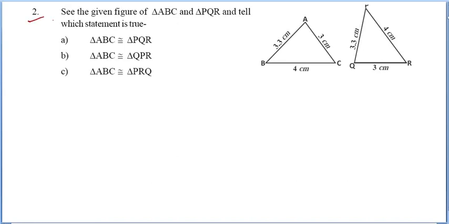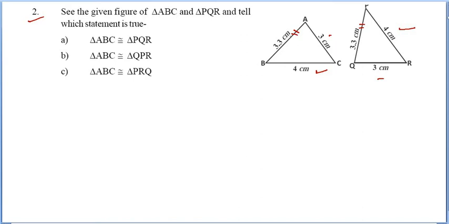Now come to the next question. See the given figure, triangle ABC and PQR. Tell which statements are correct. You can see here AB is equal to 3.5, so PQ is equal to AB. And BC is equal to 4 centimeter, PR is equal to 4 centimeter, and QR is equal to 3 centimeter. So let us see how we can do this.